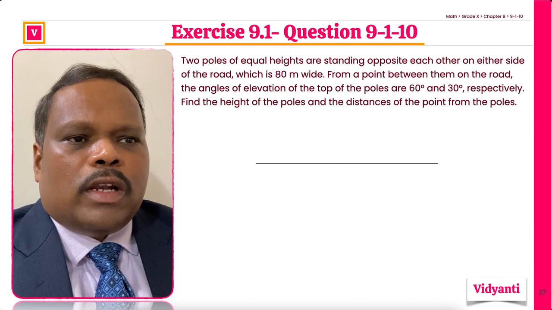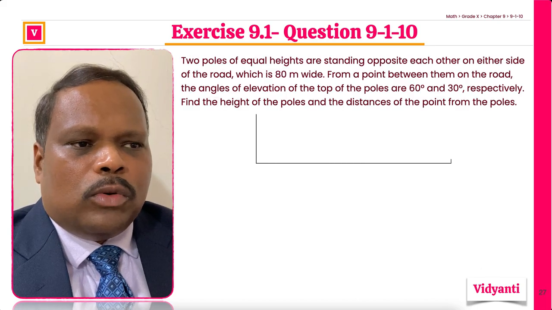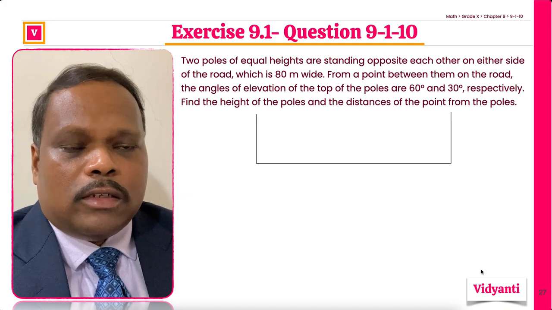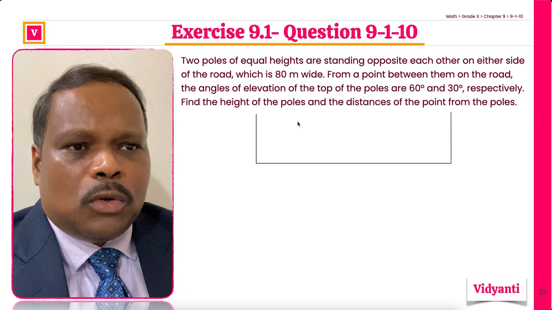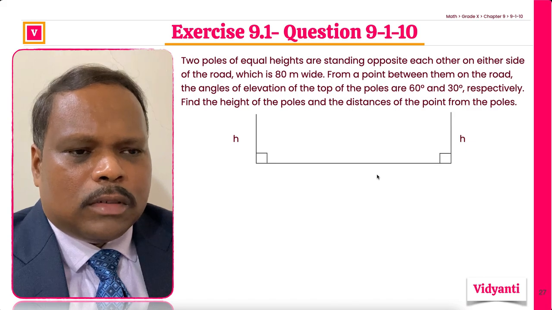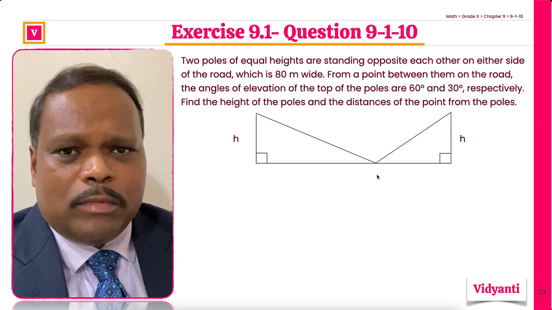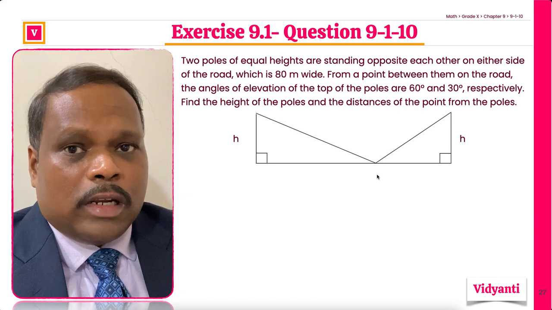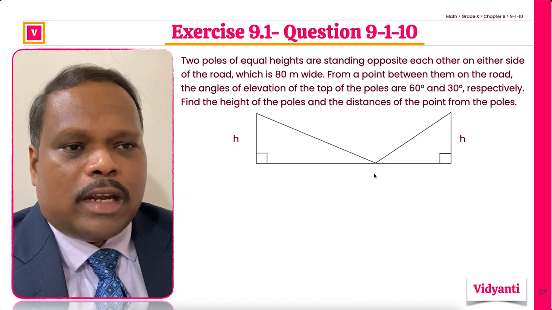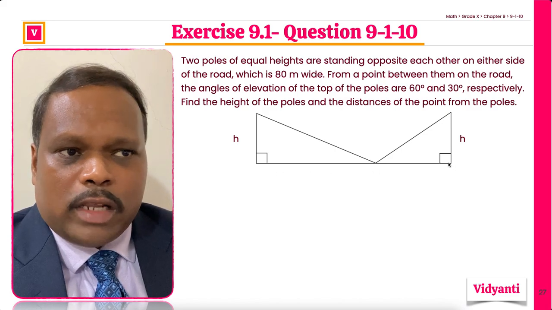Two poles of equal heights. Well, there is no confusion. Standing opposite to each other, and the road is 80 meters wide, from a point between them on the road. Now, somebody is standing in between them. So, is he standing exactly in the middle? Well, that's a kind of dangerous assumption. It's not clearly mentioned whether the person is exactly in the middle. The entire road is 80 meters wide, that's for sure.